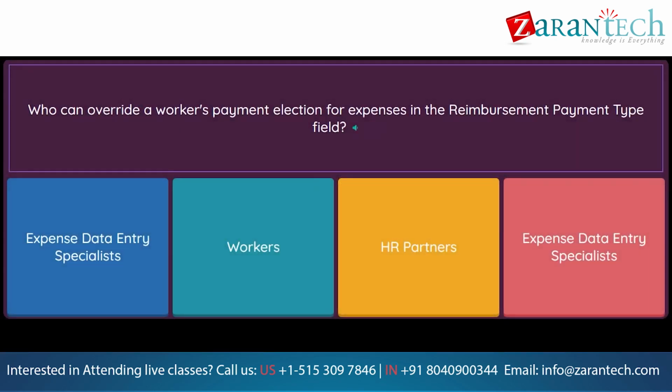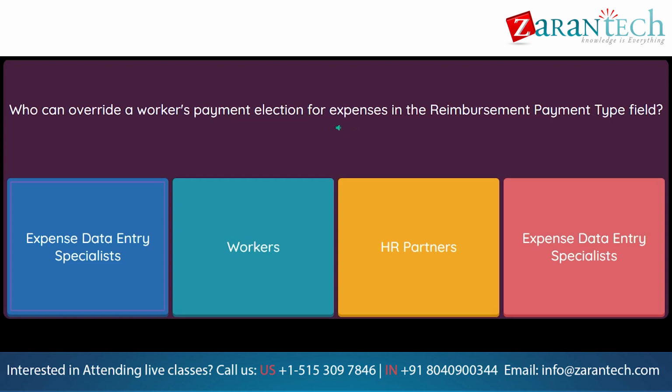Question: who can override a worker's payment election for expenses in the reimbursement payment type field? Option 1, expense data entry specialists. Option 2, workers. Option 3, HR partners. Option 4, expense data entry specialists.